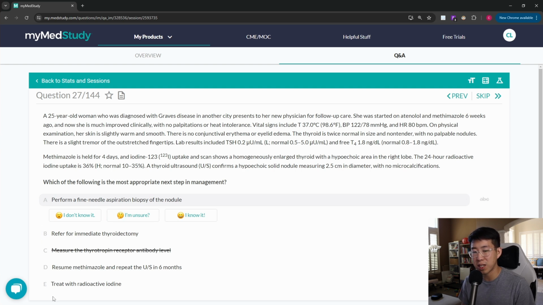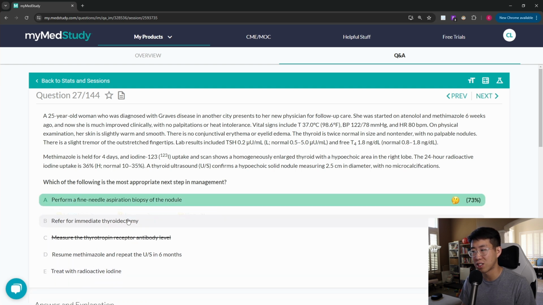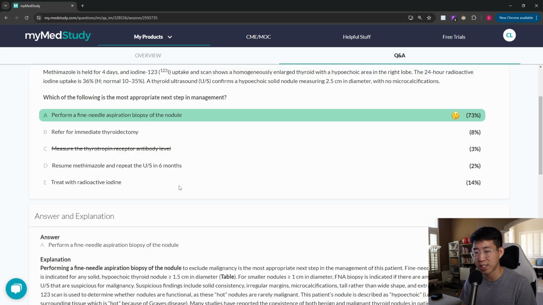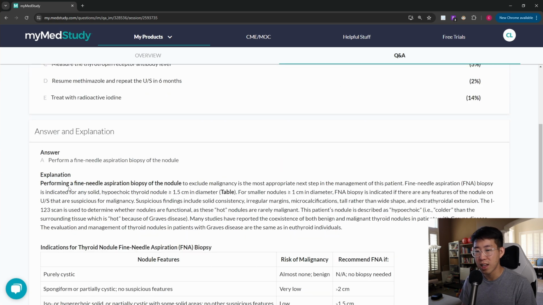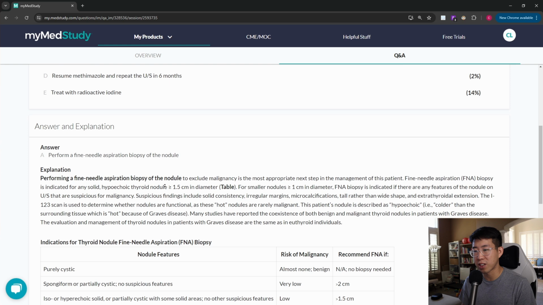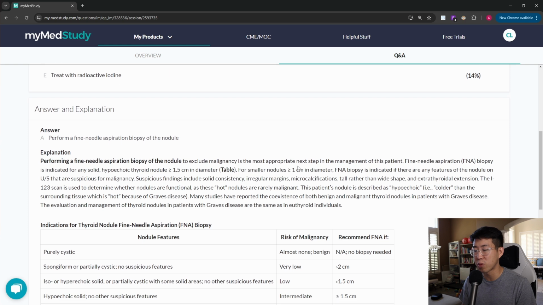So, but I feel like B and E are pretty much the same answer. And then D is saying that treating the hyperthyroidism will improve the nodules. So I'm not sure about this one. 73% got it right. So let's see. Performing a fine needle aspiration biopsy of the nodule to exclude malignancy is the most appropriate next step. FNA is indicated for any solid hypoechoic thyroid nodule greater than 1.5 centimeters in diameter.